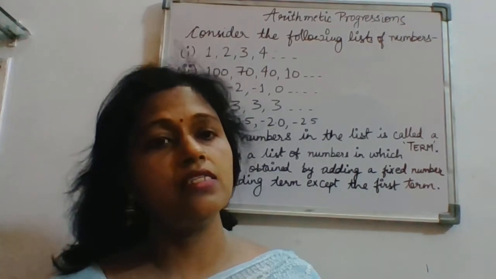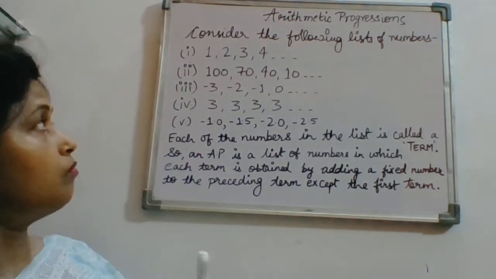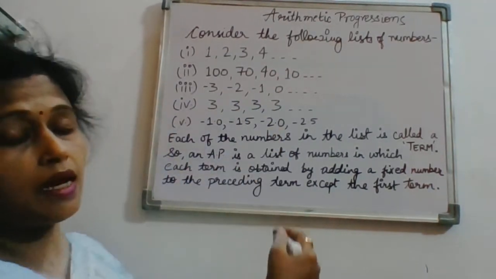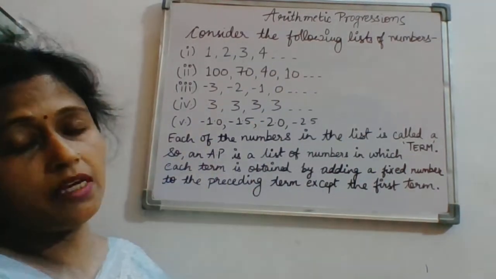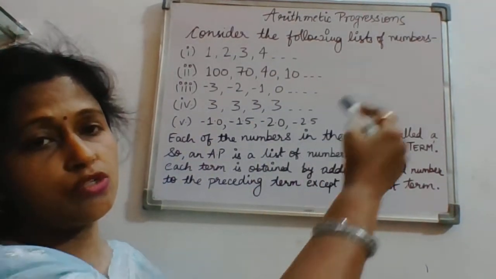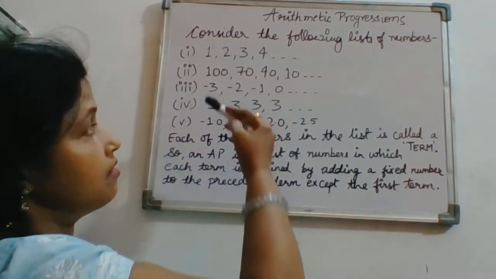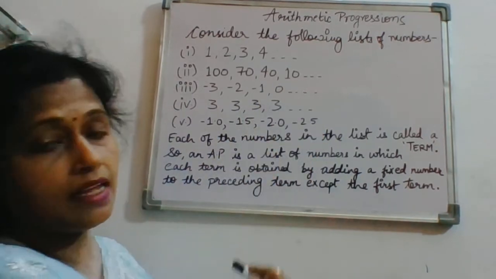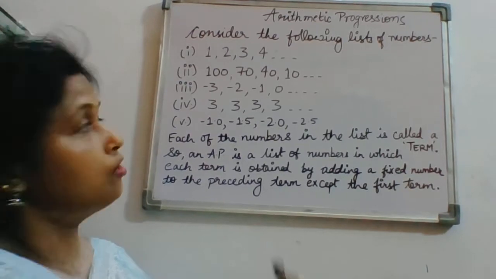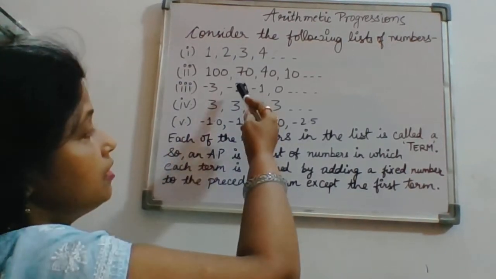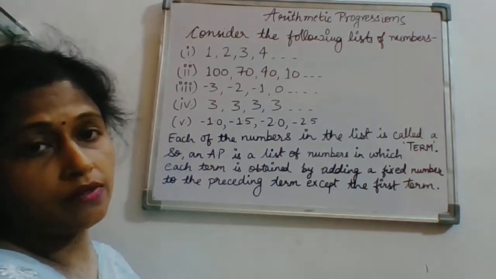Okay, so here are some of the numbers. You can see here 1, 2, 3, 4. Now you can complete this pattern, right? The next numbers will be 5, 6, 7, 8, and so on. Then next you can see 100, then 70, then 40, then 10. In 100, if you add minus 30, you get 70. Then in 70, you add minus 30, you get 40, and so on, right?